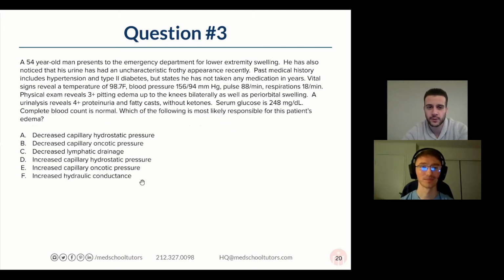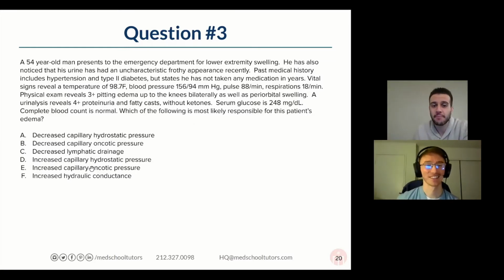And we can be pretty quick with this one now that you guys kind of have the flow of how we approach this. Start with the question itself: what's most likely responsible for the patient's edema? I'm still a proponent of just taking a quick glance at those answer choices. We're dealing with those Starling forces in this case. You have capillary hydrostatic pressure, capillary oncotic pressure, and lymphatic drainage, and then variations on that, decreased, increased. And so that's the gist of what we're focusing on: what's going on intravascularly as it relates to fluid.